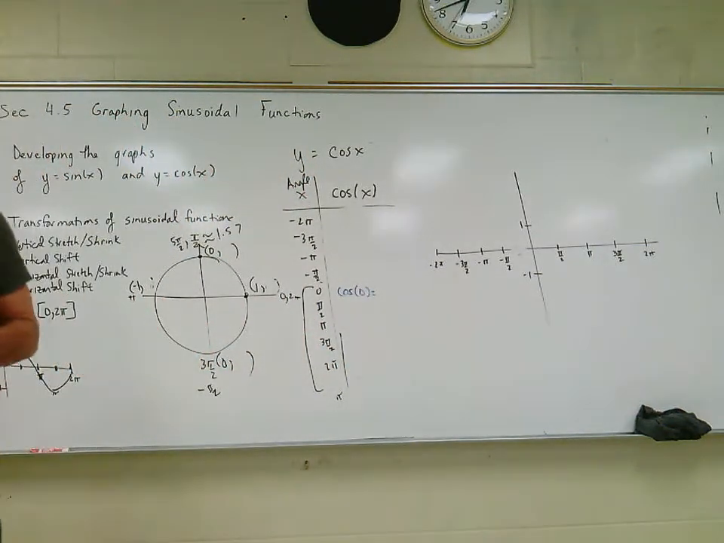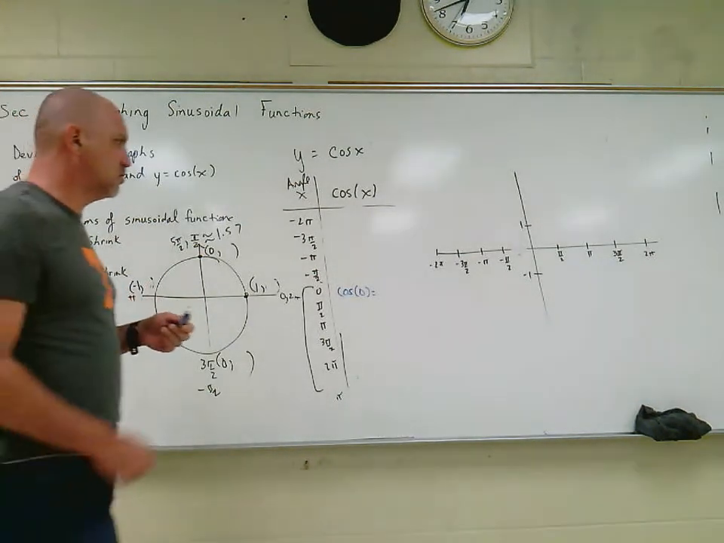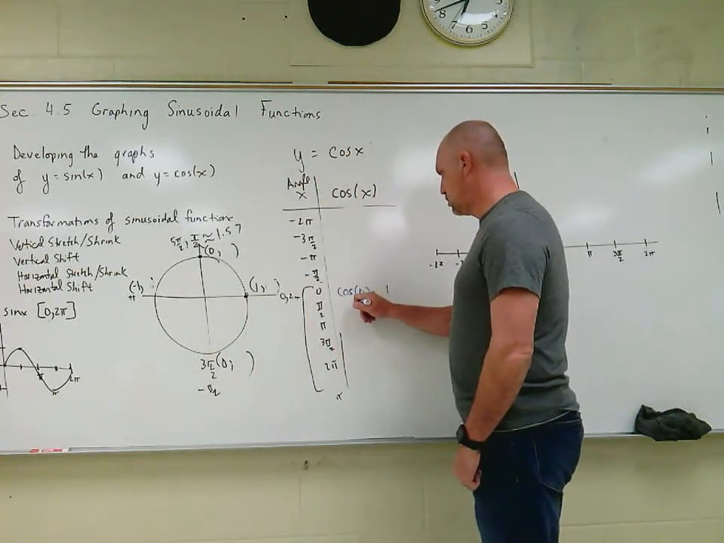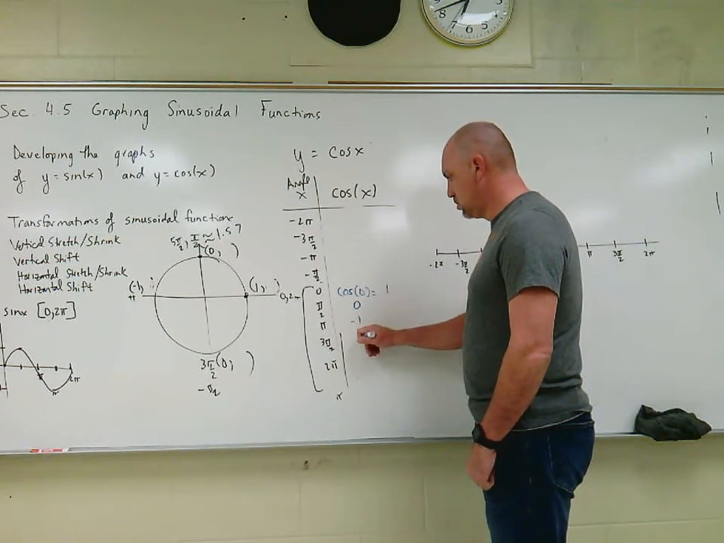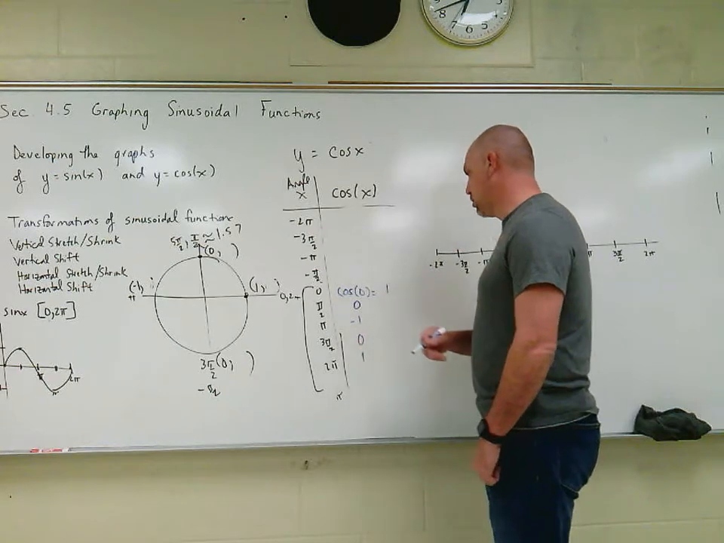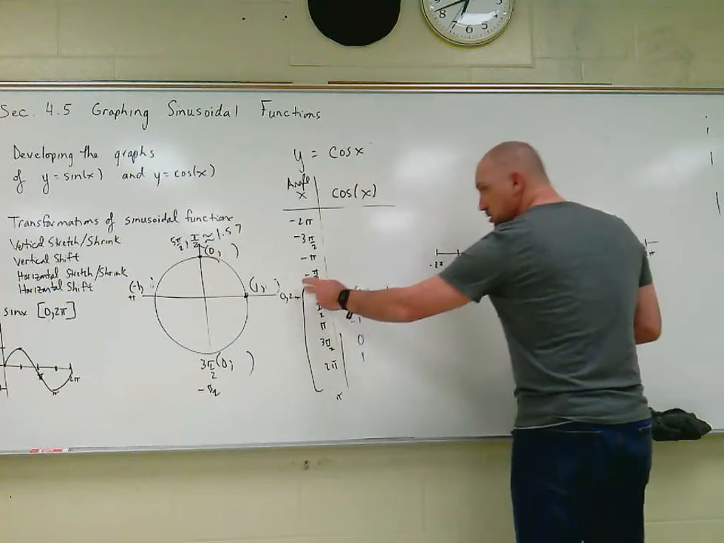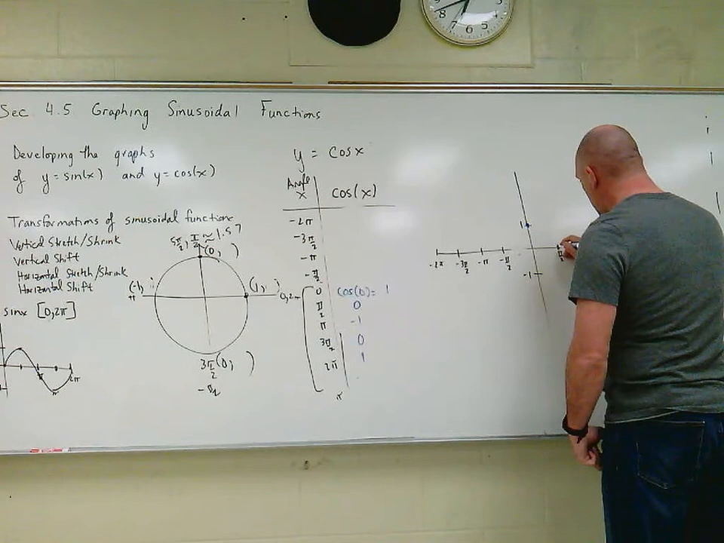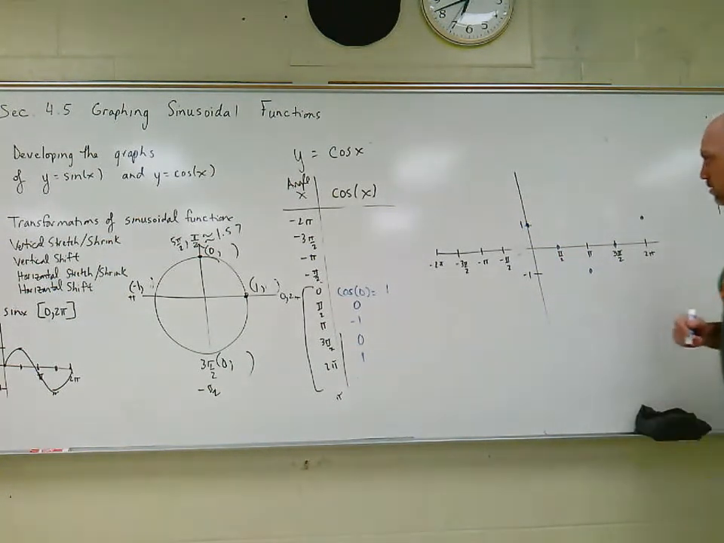Okay, so let's go through and put the values. What did you guys get for cosine of 0? 1. Cosine of pi over 2. 0. Cosine of pi. Negative 1. Cosine of 3 pi over 2. 0. Cosine of 2 pi. 1. Alright, so x is 0, y is 1. Pi over 2, 0. Pi, negative 1. 3 pi over 2, 0. 2 pi, 1. Now, I know it looks like a V, but it's not a V.